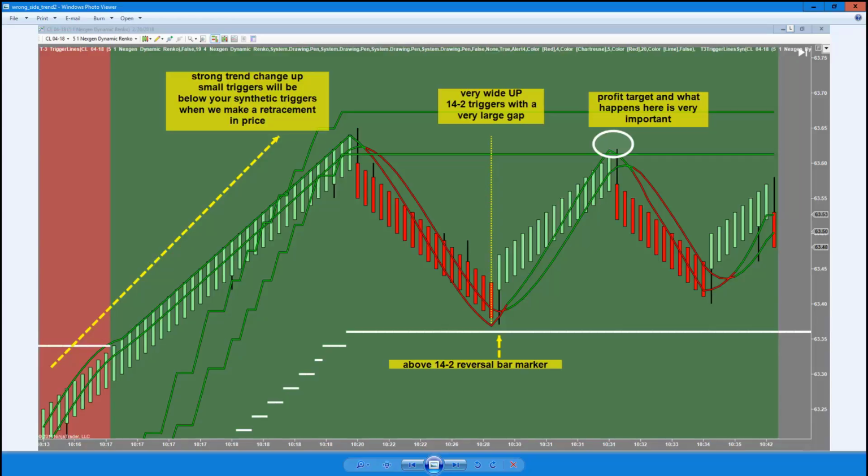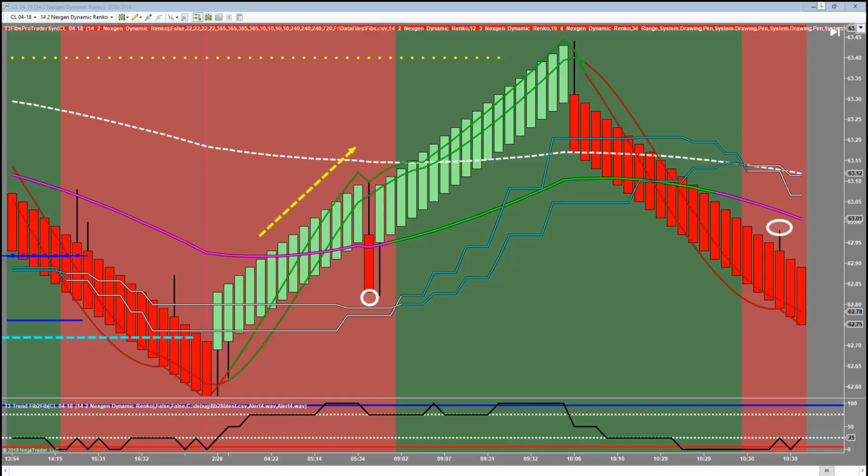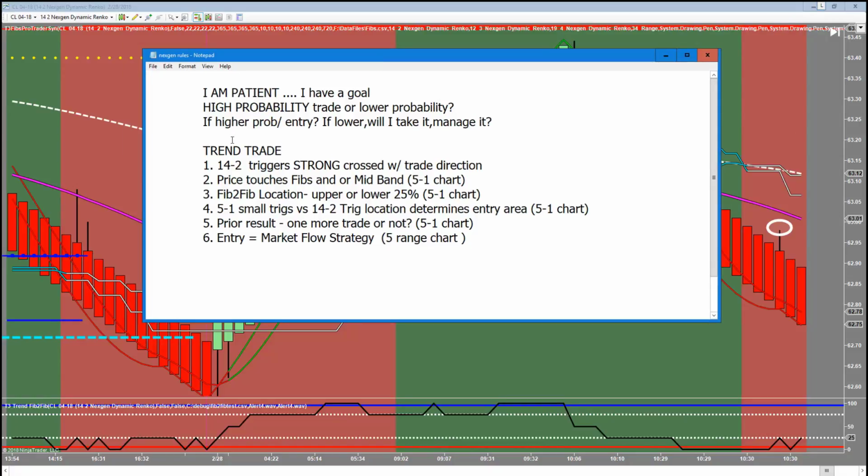Now I want you to think about our trend trade rules for just a minute. And again, these rules, we talk about them every day in class. For a trend trade, we want the 14-2 triggers crossed with us, which is pretty easy to see. The background color on the small chart is going to plot that. We want price to touch mid bands or fibs or some type of horizontal support or resistance line. We want our fib to fib oscillator to be upper or lower 25%.